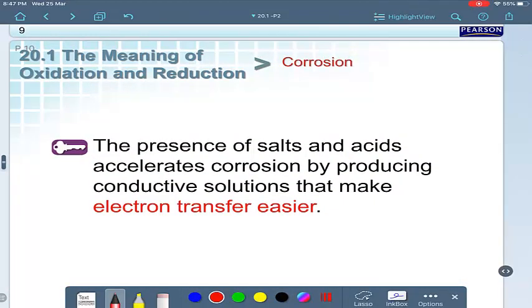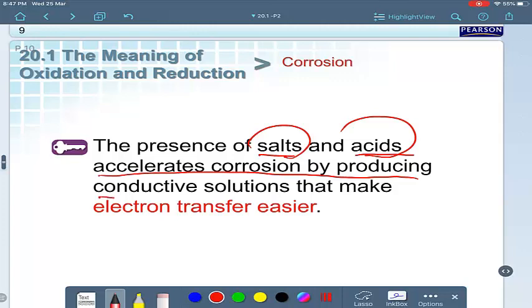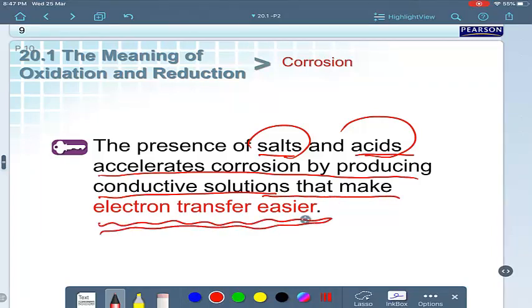So the presence of salts, acids, or even water accelerates the corrosion. Why? The question now is why, in the presence of salt and acid or even water, corrosion is very fast. Because it conducts the solution very fast and allows the electrons to transfer easily. So a conductive solution makes electron transfer easier, so it makes the corrosion rapid.